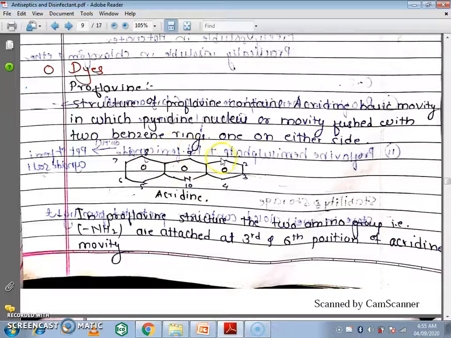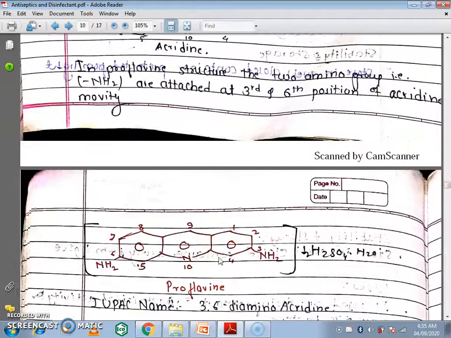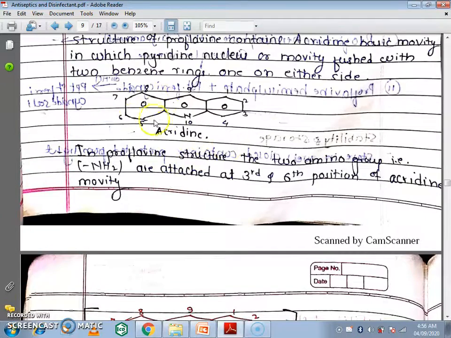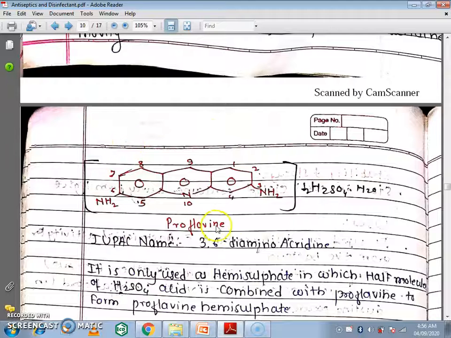You will see the numbering 1, 2, 3, 4, 5, 6, 7, 8, 9, 10. This is the structure of acridine. In this acridine structure, we attach an amine group at the third and sixth position. That becomes proflavin. This is the structure of proflavin, and this is the structure of acridine. On acridine, we attach an amine group at the third and sixth position, and that becomes our drug, proflavin.